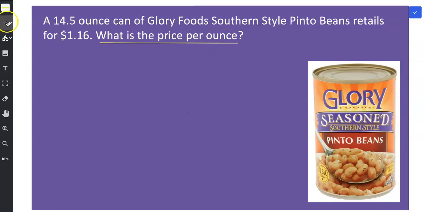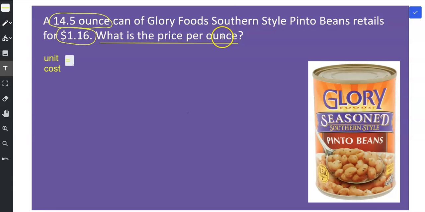So now I'm going to use the scribble tool and circle our two numbers, 14.5 ounces and $1.16. And then I'll start showing my work. We are basically finding a unit rate, or more specifically in this case, a unit cost.